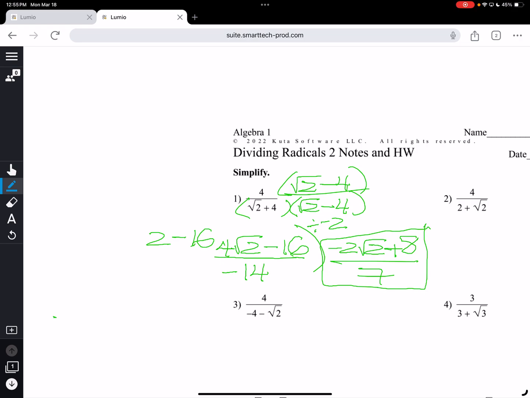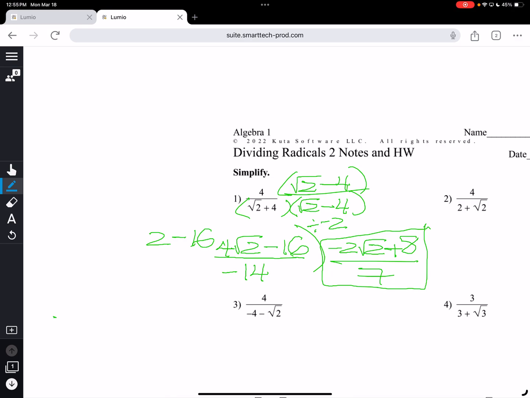What's the first step? Figure out what the conjugate is. Like your numerator is plus. Can we multiply by something different on the numerator than the denominator? No. It has to be the same, or it will change the proportion of the fraction. So it all has to be the same.